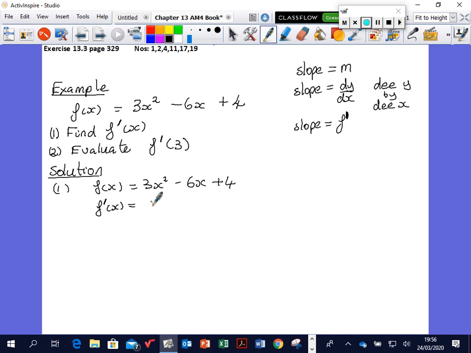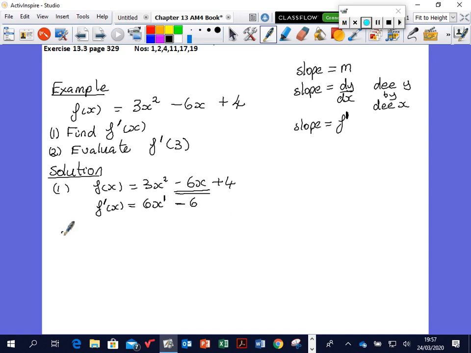How do we differentiate? You multiply by the power, and we end up with 6. And then we put the power down 1. So 2 goes down 1 to 1. When we differentiate minus 6x, all we do is we lose the x. So we're left with minus 6. When we differentiate a constant, that's the very first thing we did in today's lesson, it becomes 0. So we don't bother writing it.